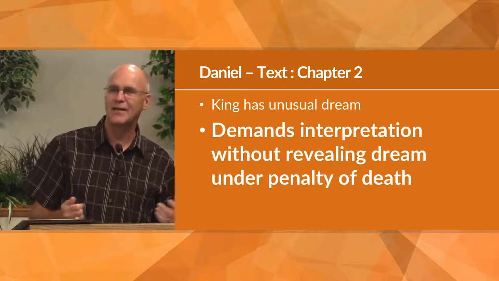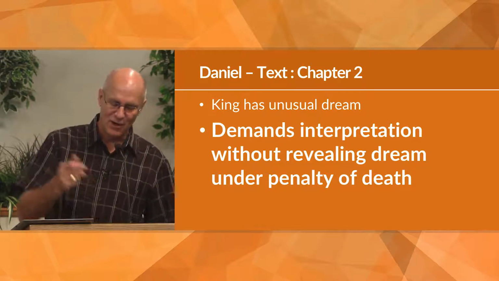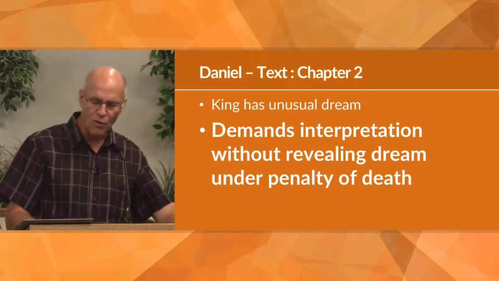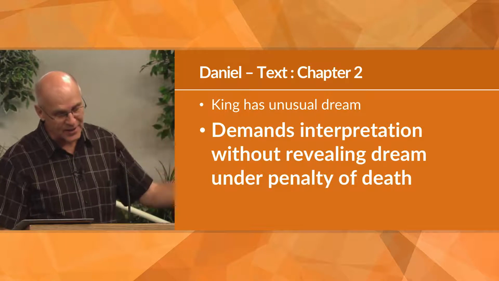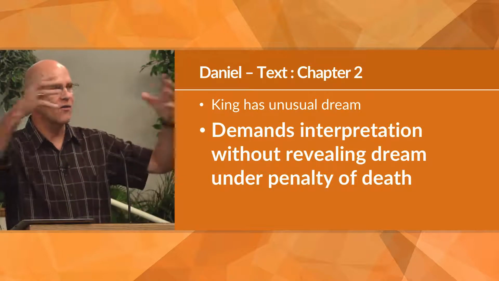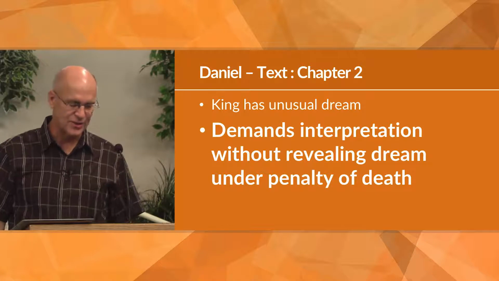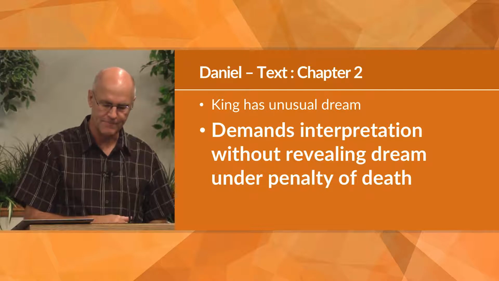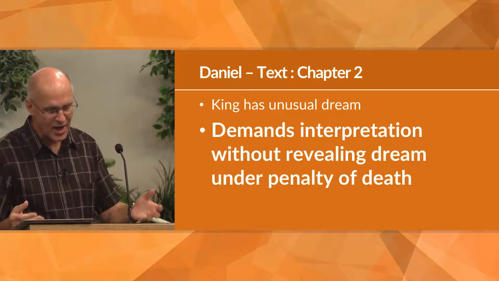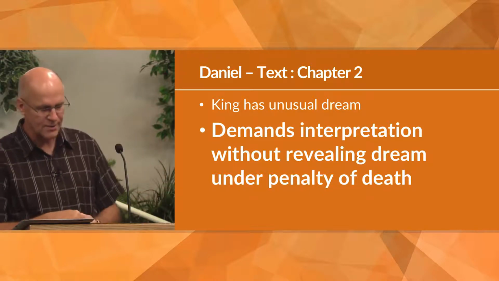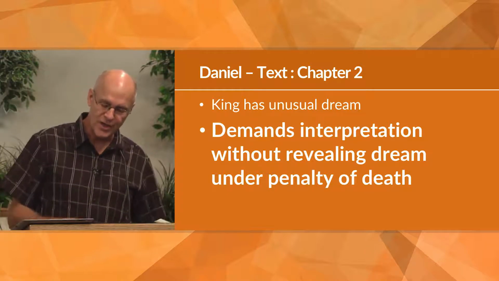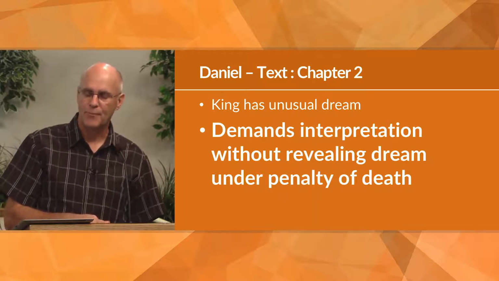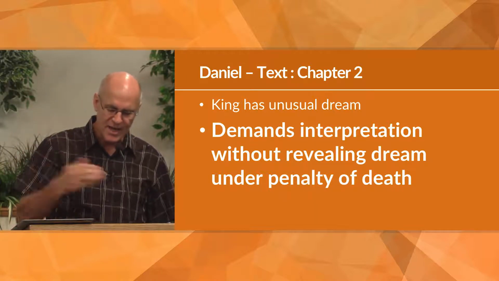Well, obviously, that's pretty tough. He also tells them that if no one can do this, they're all going to be executed and their homes will be destroyed. And that included Daniel and his three friends who were part of this group of advisors. So I'm kind of summarizing the story because we're not going to read the entire chapter here. So the wise men confess that they can't do what the king wants them to do, and so the king decrees that all the wise men in the land are to be executed.